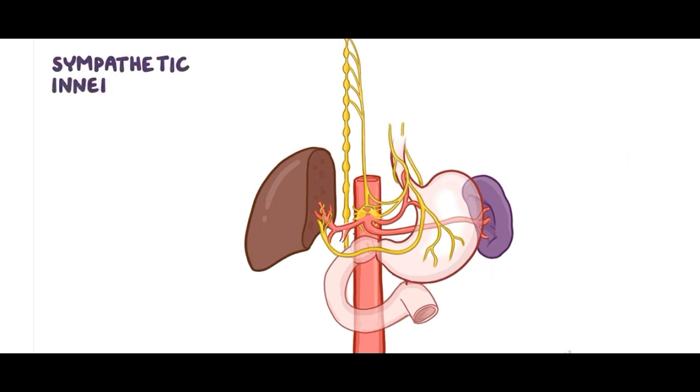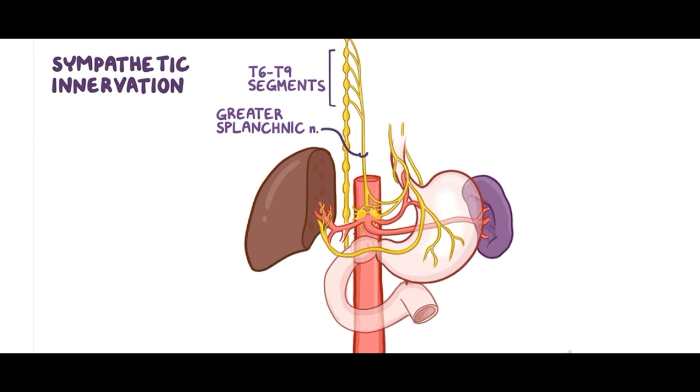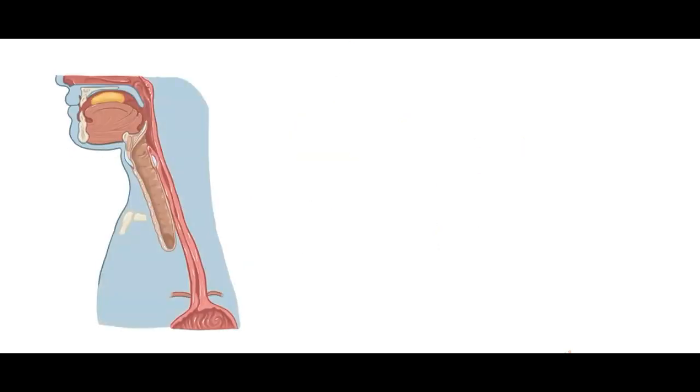The sympathetic innervation of the stomach is provided from the T6 to T9 segments of the spinal cord, with fibers traveling to the abdomen within the greater splanchnic nerves to synapse in the celiac ganglia before they go on to innervate the stomach. Alright, let's finish up with a quick recap.